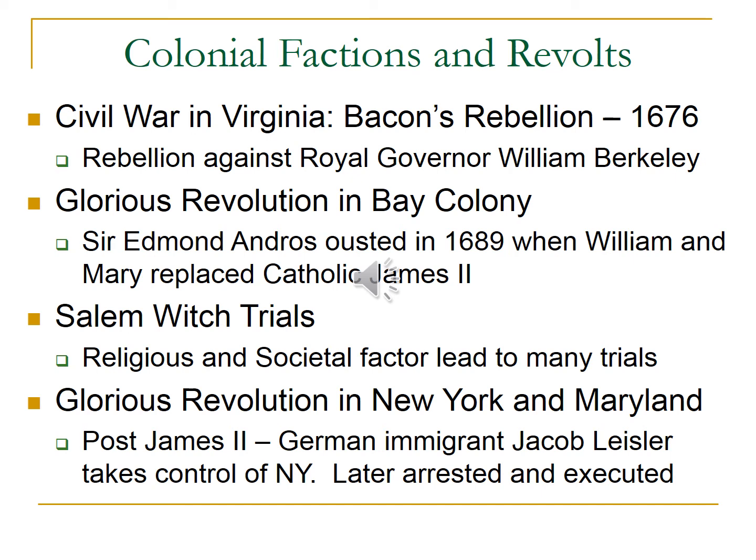Well, Berkeley wouldn't do anything about it, mainly because Berkeley was profiting from trade with the Indians, and he didn't want to disrupt that profit. So Bacon formed a rebellion and formed a group, and he basically revolted against the government of Berkeley, and Berkeley had to run off and escape to England, and Bacon took over Virginia for a short period of time.